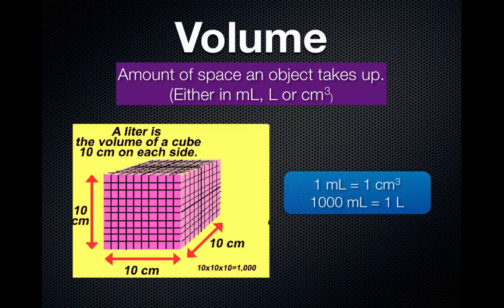If we're looking at that image there, a liter of the volume of a cube, in this case, is 10 centimeters on each side. So it's 10 by 10 by 10. So 10 times 10 times 10 is 1,000. So the units for this is 1,000 centimeters cubed. That is the volume of this cube. 1,000 centimeters cubed is also equivalent to 1,000 milliliters. And 1,000 milliliters is also equal to 1 liter.